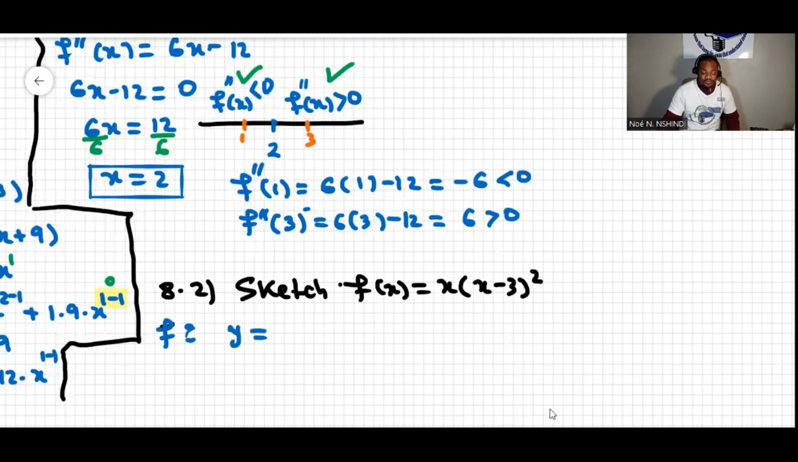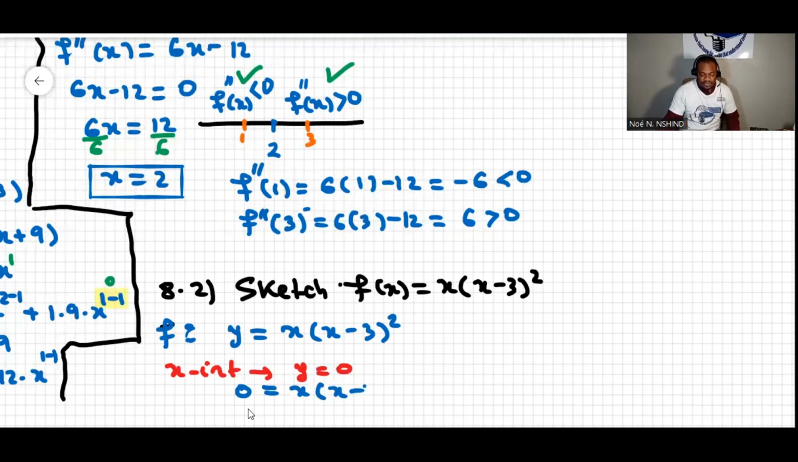y equal to, y stands for f of x. So y equal to x open bracket x minus 3 close bracket to the power of 2. This has the x-intercept, if we make y equal to 0. To find the x-intercept, we make y equal to 0. Right here, x-int, make y equal to 0. So this will be like 0 equal to x open bracket x minus 3 to the power of 2.